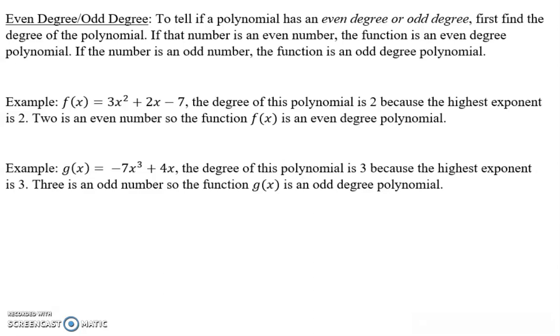So we've got a couple examples here. The first example, we have a function 3x squared plus 2x minus 7. The degree of that polynomial is 2 because the highest exponent is 2. So since 2 is an even number, then we know that the function f of x is an even degree polynomial. The second example, we've got g of x equals negative 7x cubed plus 4x. The degree of that polynomial is 3 because the highest exponent is 3. 3 is an odd number, so the function g of x is an odd degree polynomial.